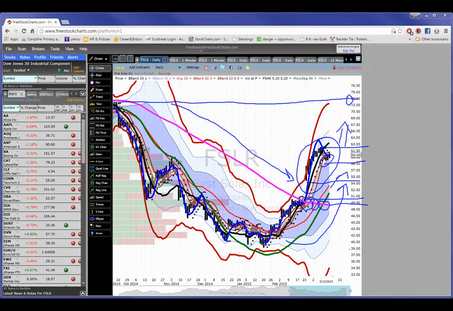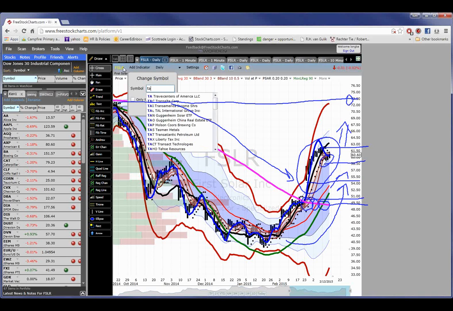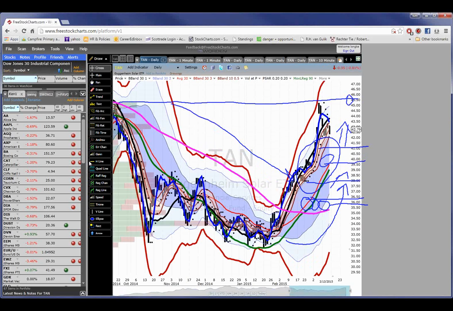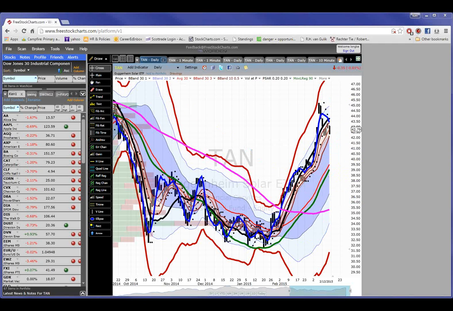So to confirm that, let's go ahead and take a look at TAN, T-A-N. Let me get this turned off here. And you can see the same kind of function as we saw with FSLR. The turn happened down in here. The RL270 has actually started to roll up.